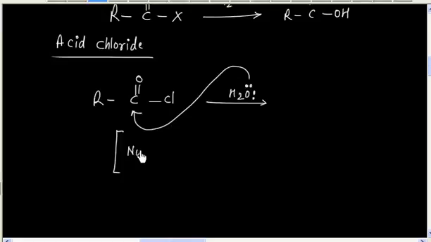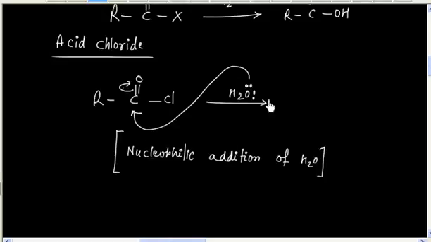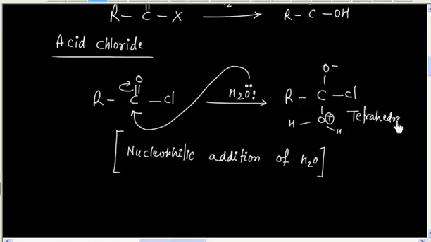So this step is nucleophilic attack, or you can say nucleophilic addition of H2O, and this bond opens. So we will have this molecule. Oxygen will have a positive formal charge and this oxygen will have a negative formal charge. This intermediate is called tetrahedral intermediate.